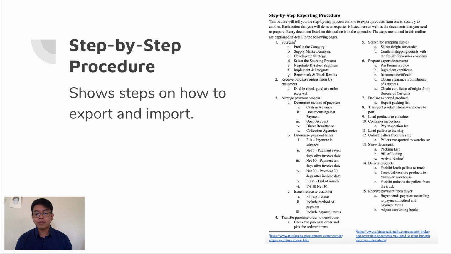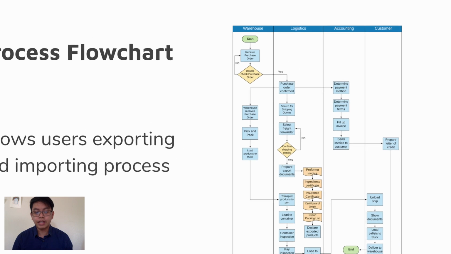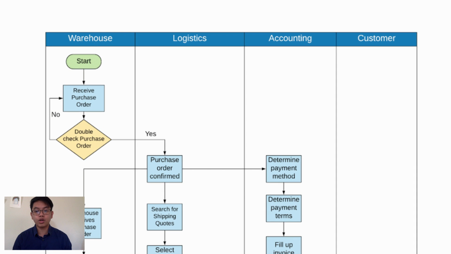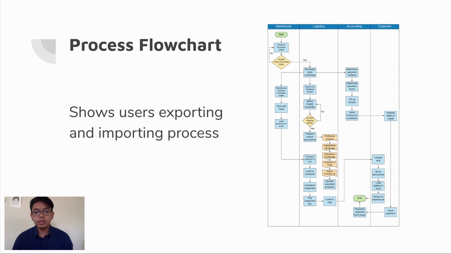The step-by-step procedure only shows a list of actions and documents, but the process flowchart will show you how the whole process works. This is one of our process flowcharts, and it is right after the step-by-step procedure. It has four columns that represent four entities that perform each action. What does it mean to you? You will learn who you will need to work with throughout the entire process.